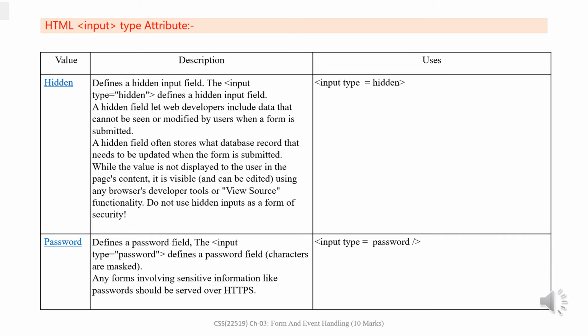So next is password. Password defines a password field. The input type equal to password defines a password field in which characters are masked. Any form that involves sensitive information like a password should be served over HTTPS. And the use of that is input type equal to password. Password means it is a string, a group of characters. It is already masked, meaning characters are masked in the password field. Okay.